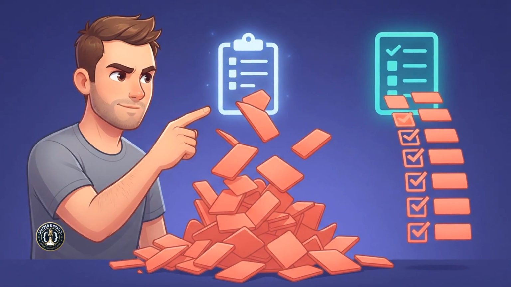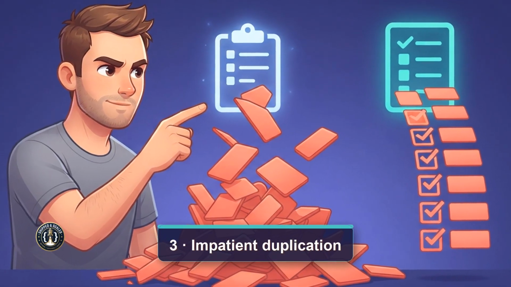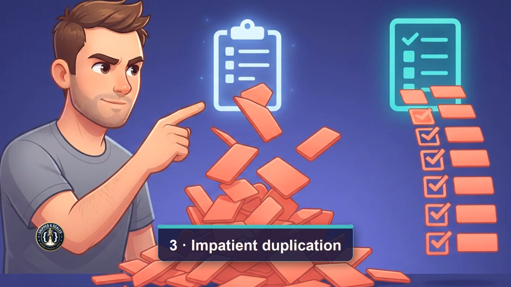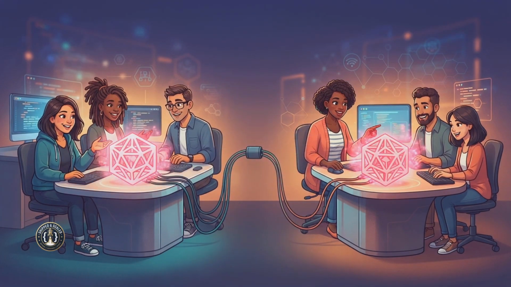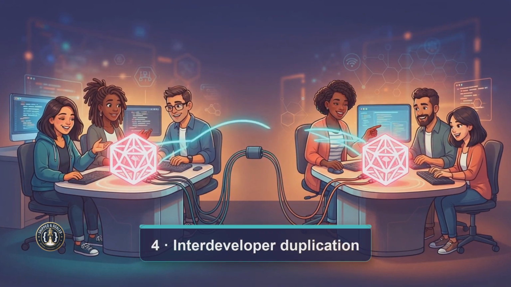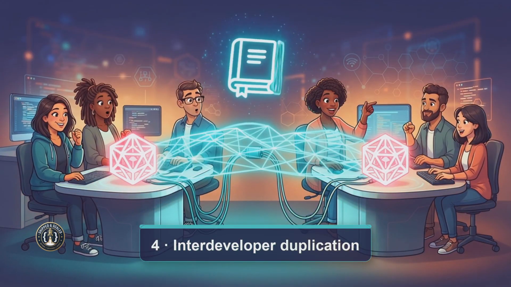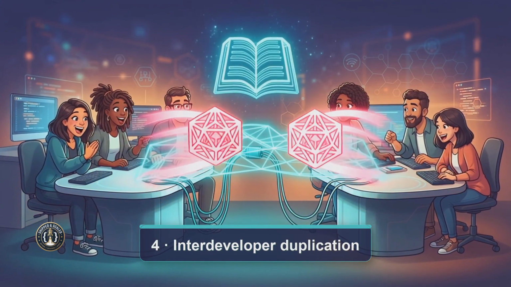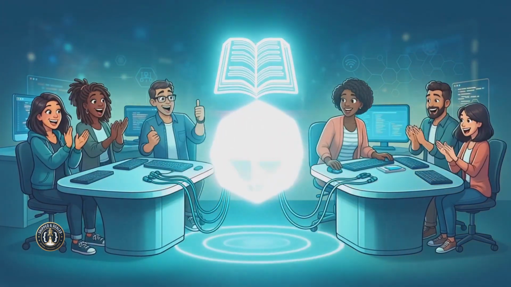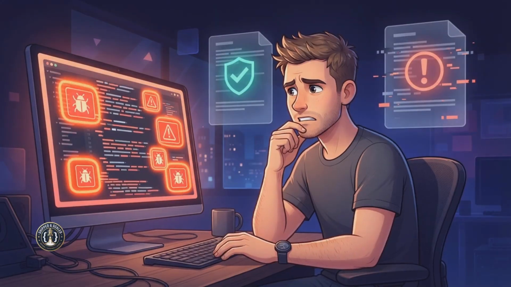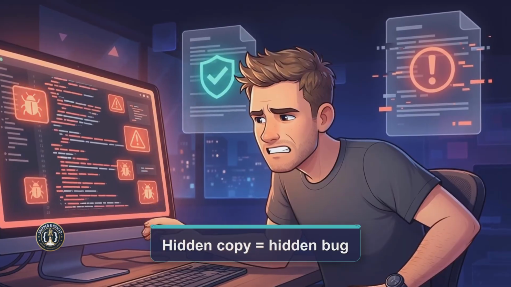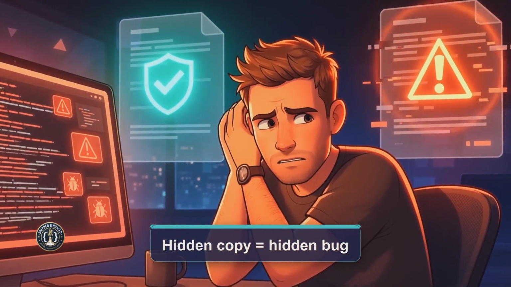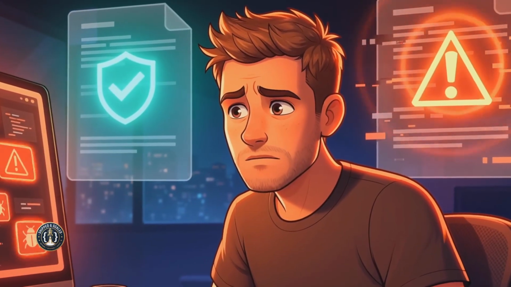Third, impatient duplication. The classic copy-paste shortcut to meet a deadline. Discipline, refactoring habits, and code reviews keep this one in check. Fourth, inter-developer duplication. Two teams independently build the same component without knowing about each other. The answer is shared communication and well-organized reusable libraries. The cost isn't just extra maintenance, it's the bugs that appear when one copy gets updated and another doesn't. Bugs you can't find because you forget the other copy exists.